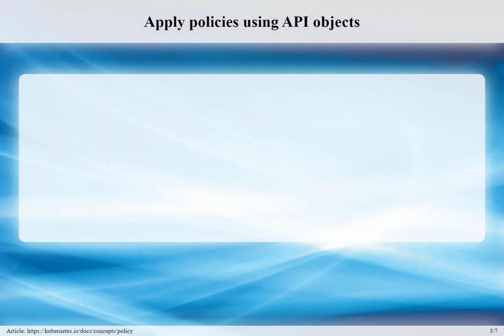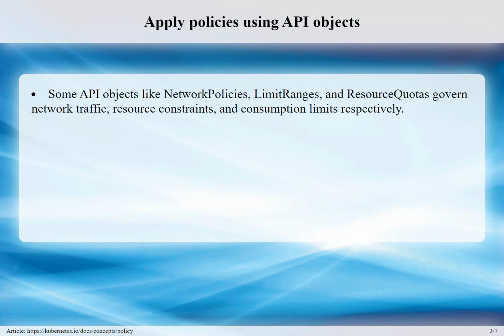Apply policies using API objects. Certain API objects function as policies, including network policies for traffic control, limit ranges for resource constraints, and resource quotas for limiting resource use within a namespace.